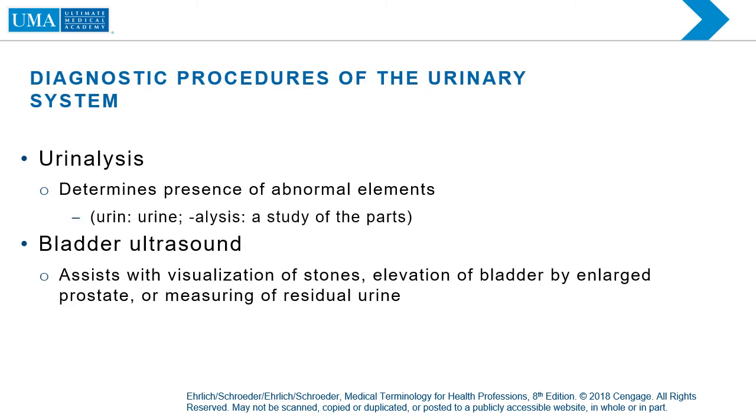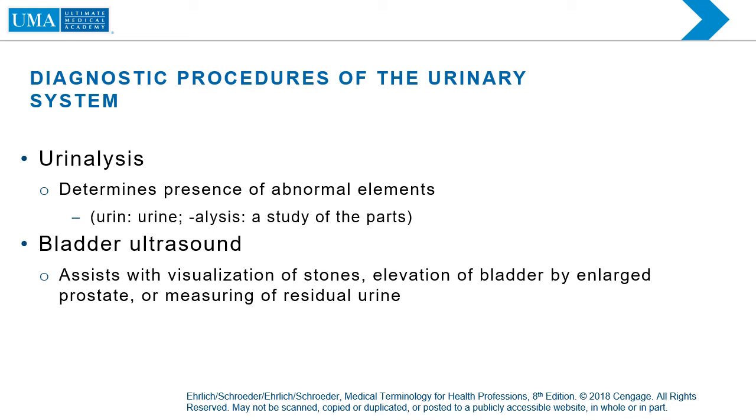Let's now move and take a look at some procedures for diagnosing conditions of the urinary system. We first have a urinalysis, and this is a test where it's examining the urine to determine the presence of any abnormal elements. Breaking that term down, uro means urine. That's pretty simple to remember. And then we have the analysis, meaning a part or study of the parts. A urinalysis may be used to diagnose certain diseases as well as pregnancies, and then they also detect the presence of certain substances in the system, such as drugs.